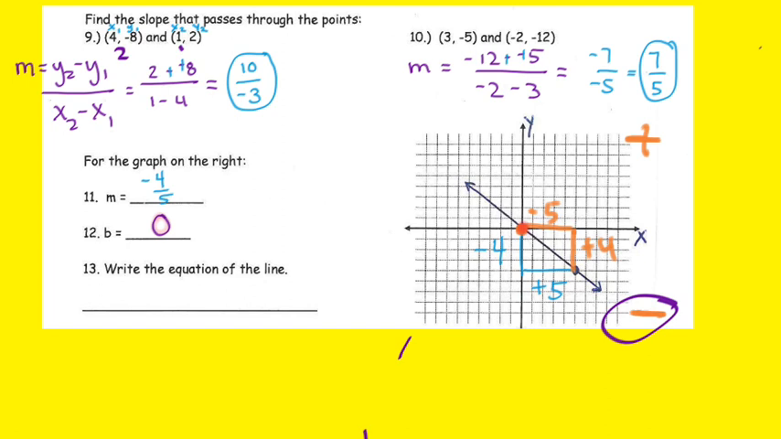This is a direct variation equation of y equals negative 4/5 x. Now I could put plus 0 in there. I'm not going to get marked down for it, but I don't have to.